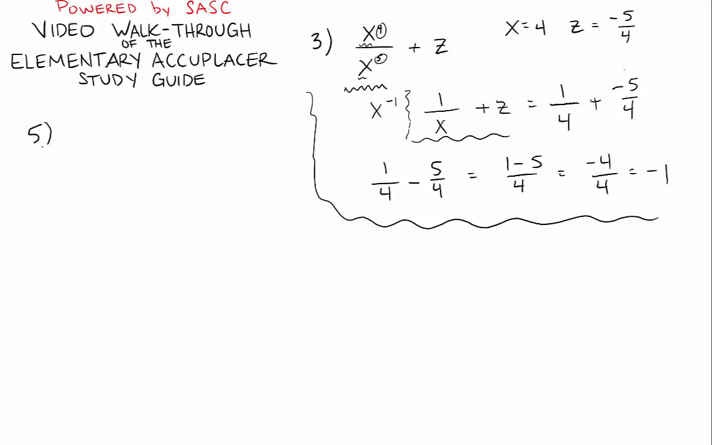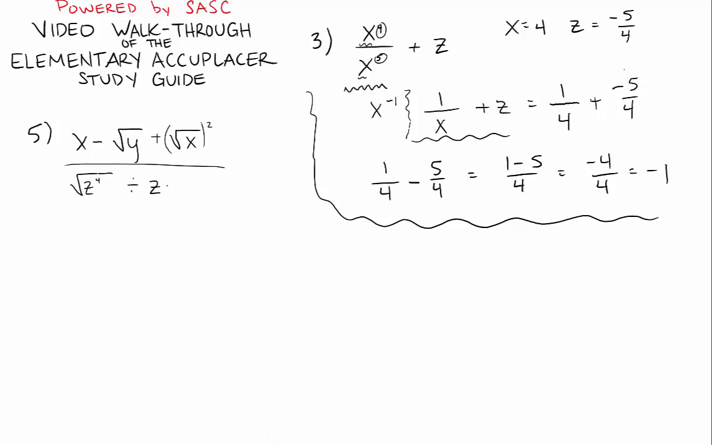Number 5 says x minus the square root of y, plus the square root of x, and it looks like it's squared. It doesn't put the parentheses, but it's squared. And then divided by the square root of z, and that z is to the 4th power. And then we're dividing that by z.